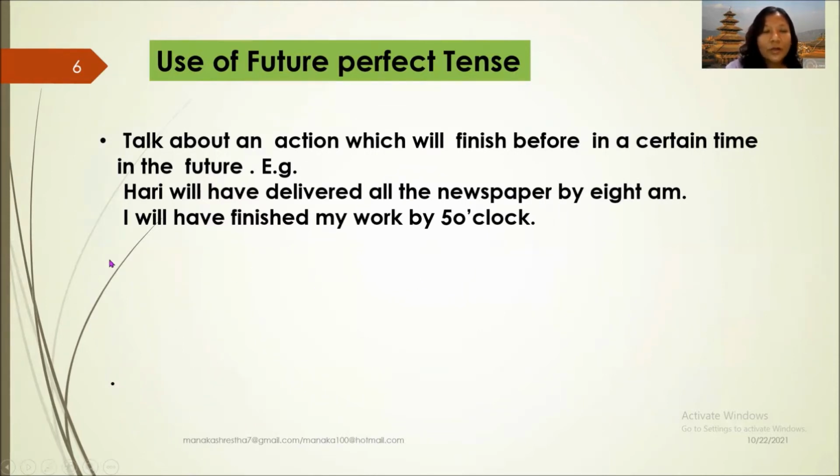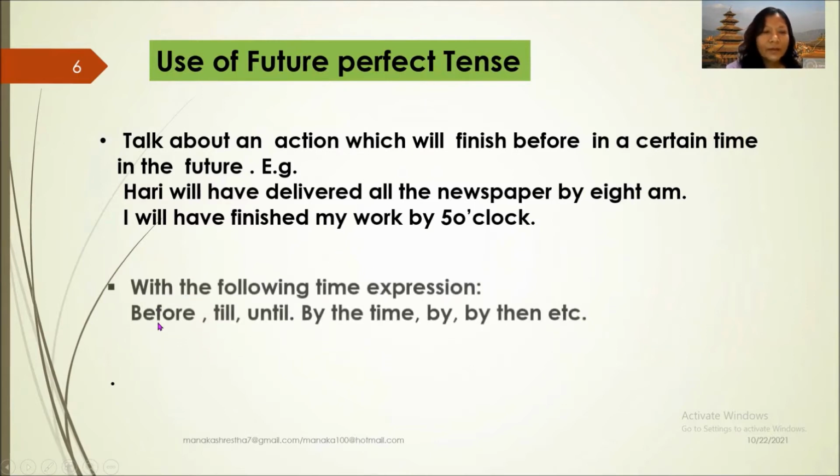Next example: I will have finished my work by 5 o'clock. I will have finished my work before 5 o'clock. By 5 o'clock is the specified time in the future. To show that something will have happened by then, we use the future perfect tense.